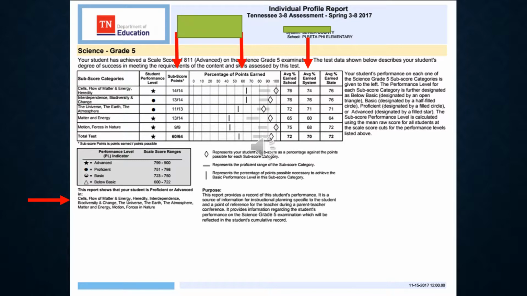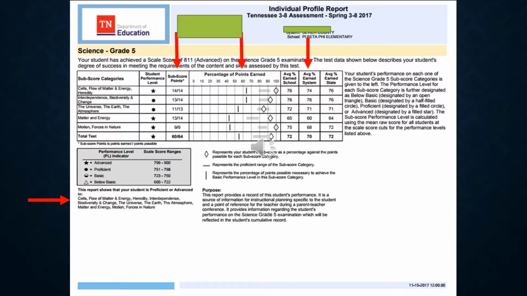The third column shows the possible points as well as the number of points scored by the student. Notice the first reporting category: cells, flow of matter and energy, and heredity had 14 points, and that 14 points were gained by this student. Thus, the advanced classification for this student in this category. However, the second category, interdependence, biodiversity, and change, had a possible 14 points, and the student only attained a 13. This 1 point made the difference in advanced and proficient.